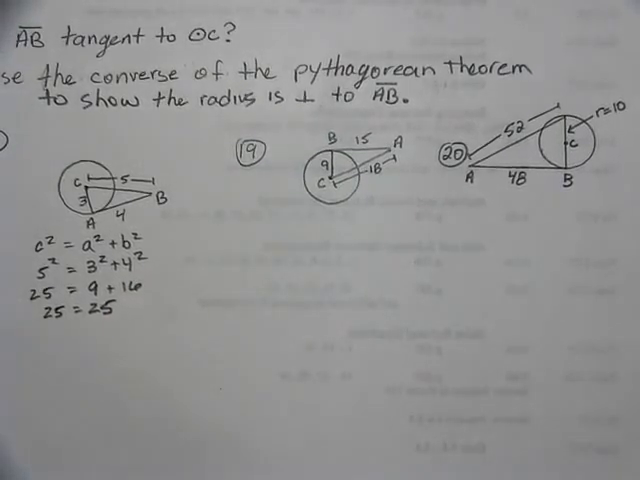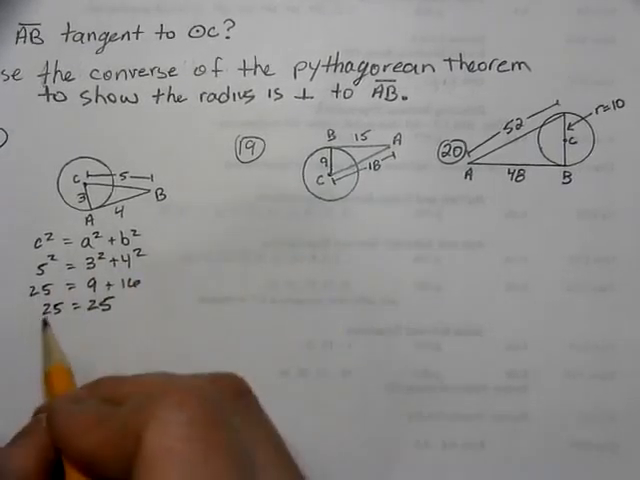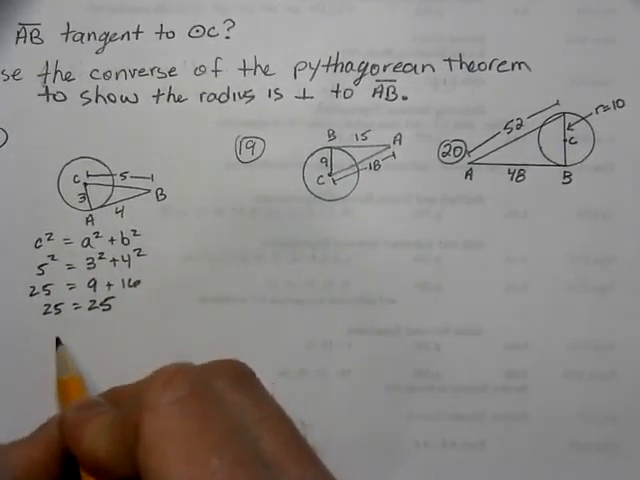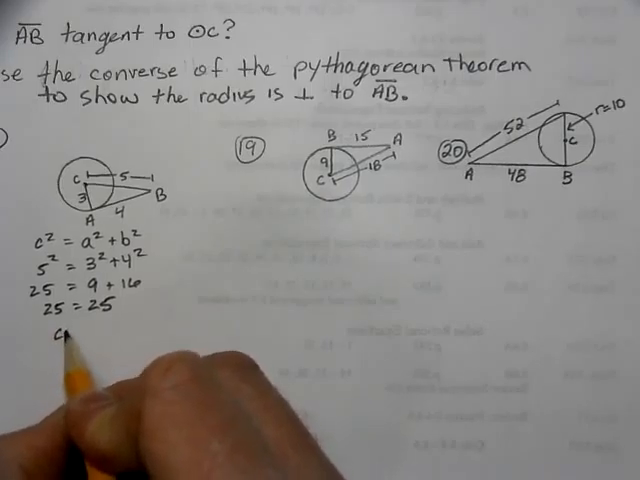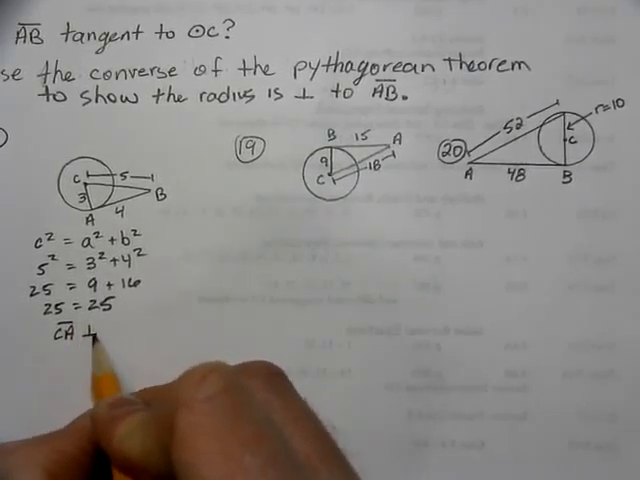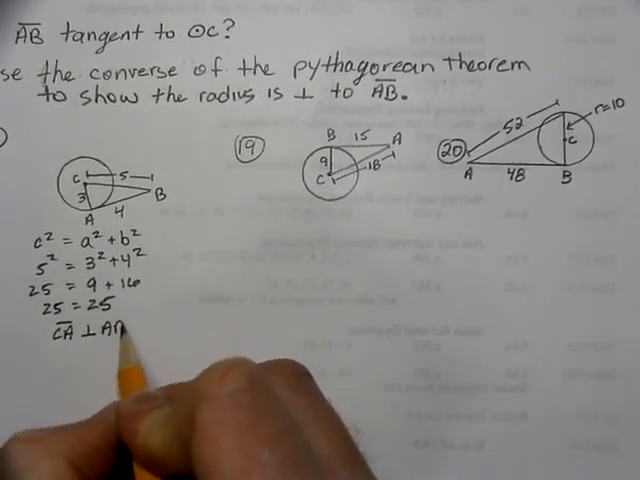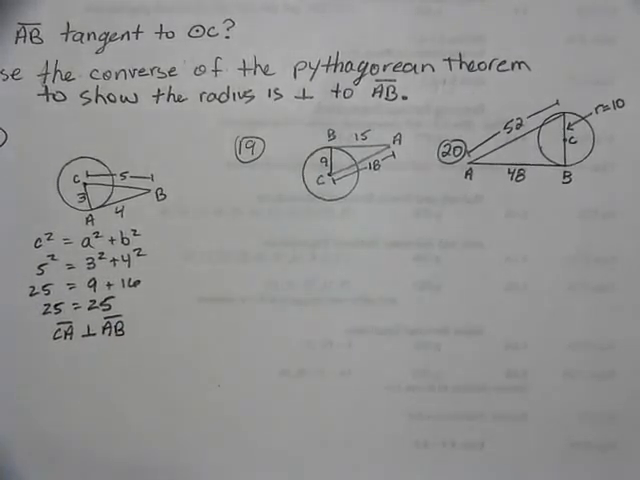So yes, it makes a right triangle. We showed that A squared plus B squared equals C squared. So we have CA is perpendicular to AB. So that makes AB a tangent.